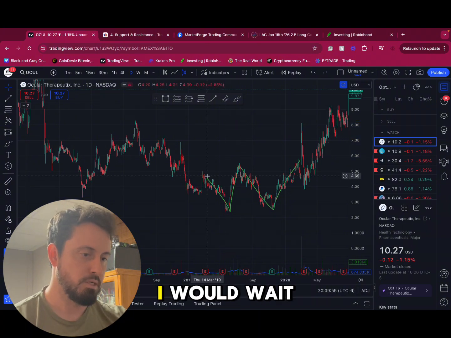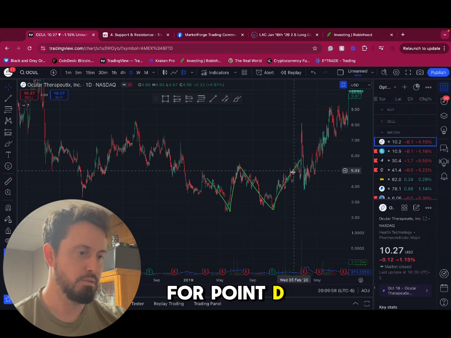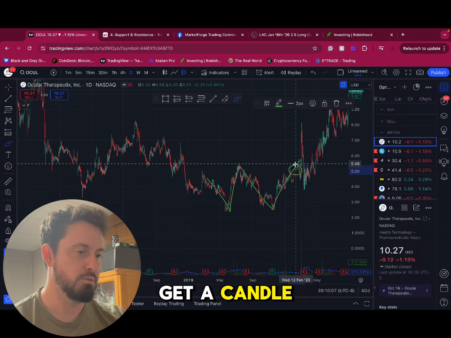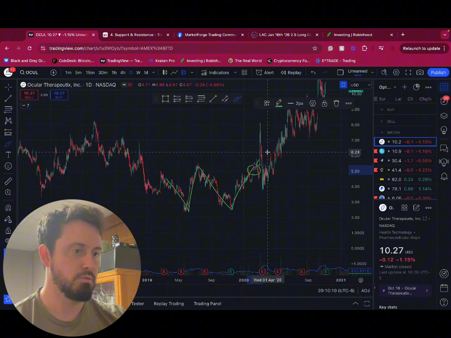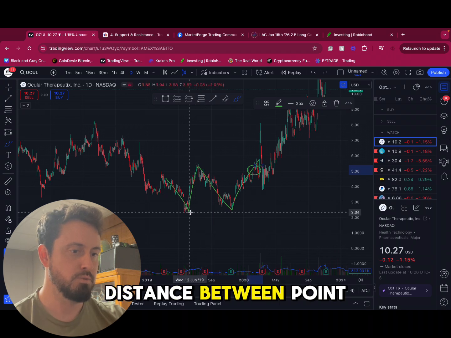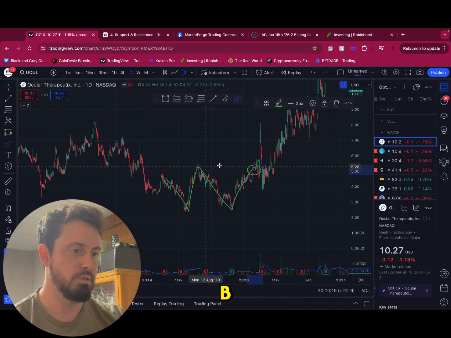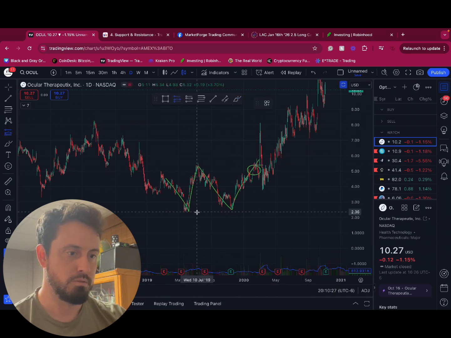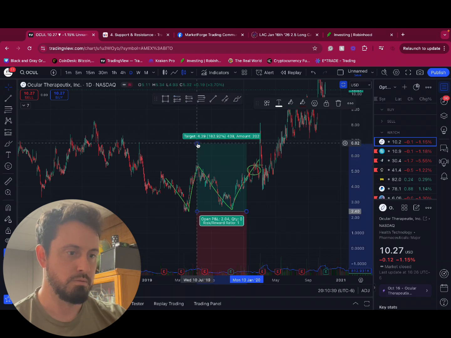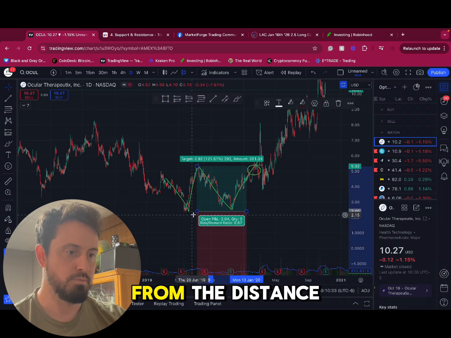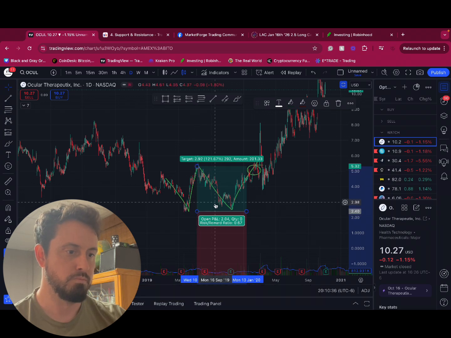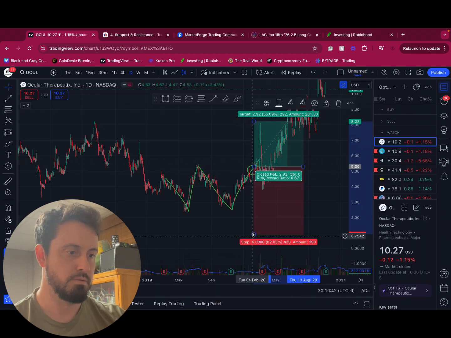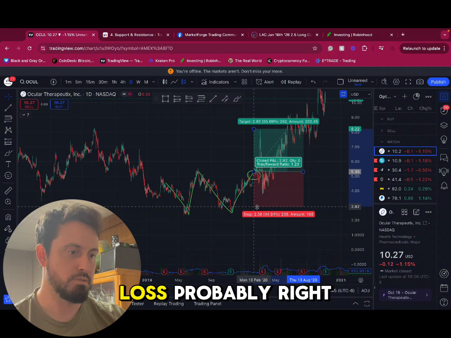So if I were to trade this, I would wait for point D to break through here. This would be my entry point, once we break through there and get a candle close. My target would be the distance between point A and point B moving up. So to show that, I'll take a long position. I have it from the distance of point A to point B. I'm going to move it over to where I entered the trade, right there. Place my stop loss probably right there.